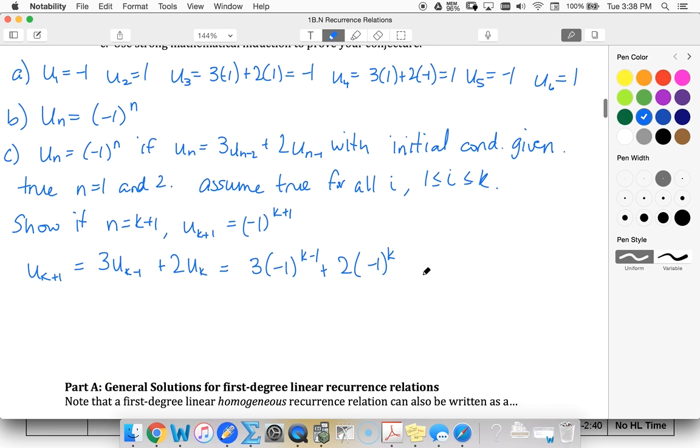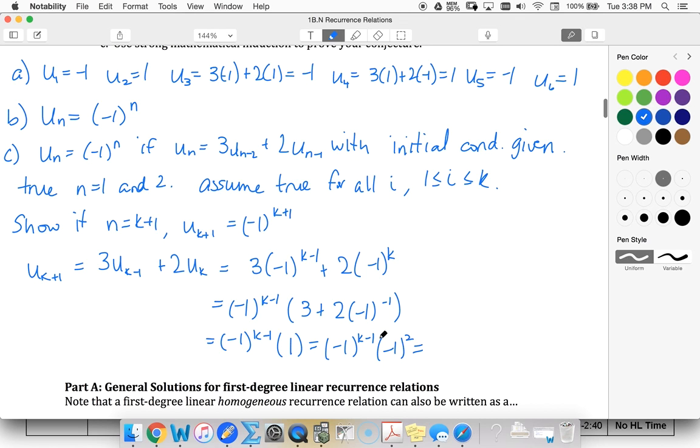I'm going to factor out -1 to the k minus 1. That's going to leave a 3 here, plus 2 times -1 to the 1. Well, -1 to the -1 power, that's 1 over -1, which is -1. So 3 minus 2 is 1. -1 to the k minus 1 times 1. I would really like this to be a -1 to the k plus 1. I know that 1 is the same as -1 squared. Now using my exponent rules, this is the same as -1 to the k plus 1.